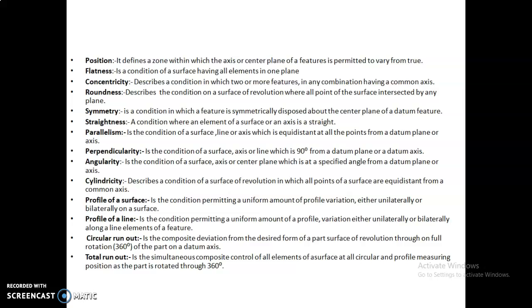It means we can calculate the flatness with the help of a plunger dial by moving the plunger dial from one end of the surface to the other end. In flatness, no datum reference is required.